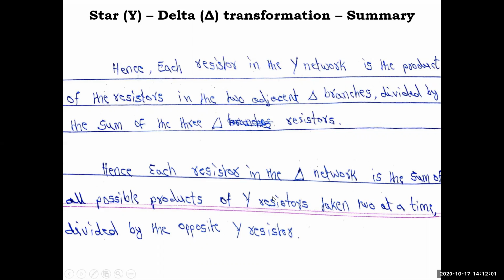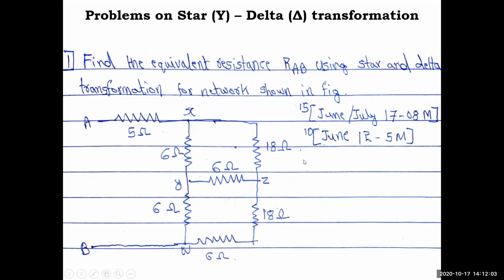Just look at the first problem. Note this down: find the equivalent resistance RAB using star and delta transformation for the network shown in the figure. They are not mentioning whether you have to do star to delta or delta to star. Based on the circuit, you have to take one of them. This is the network AB. You have 5 ohm here, then 6 ohm, 18 ohm, 6 ohm, 6 ohm, 18 ohm, 6 ohm. You have a combination of resistors, a resistive network only.